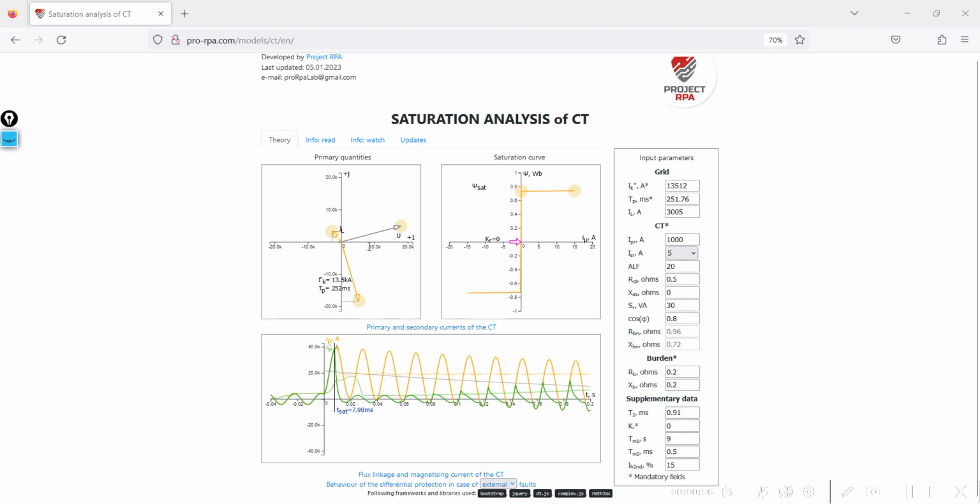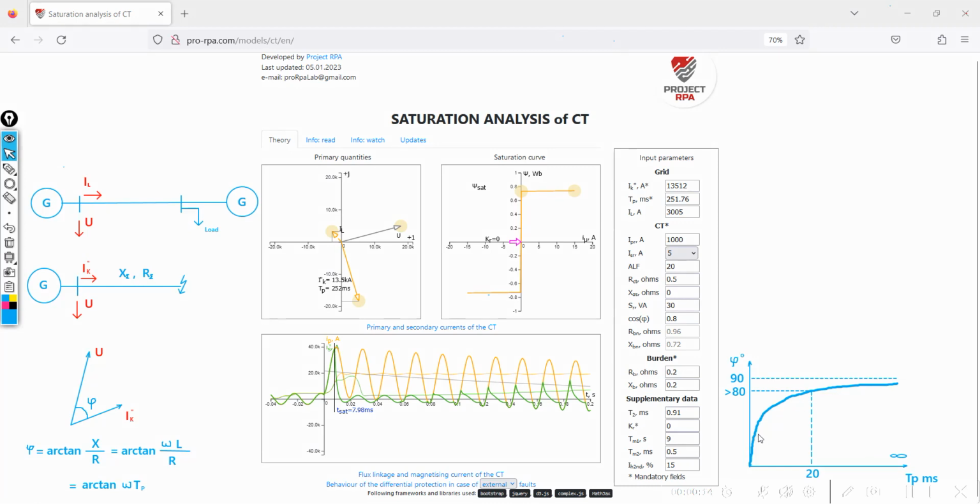It is about the dependence of the angle phi on the grid time constant Tp. Let me show this dependence graphically. On the x-axis we have Tp in milliseconds. On the y-axis we have the angle phi in degrees. The dependence of these two quantities is represented by the arctan function. This function looks something like this. It has an asymptote at 90 degrees.